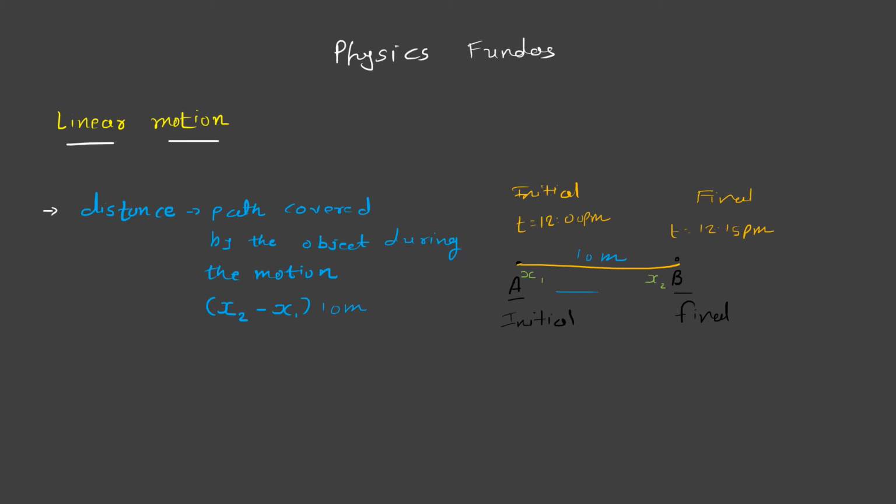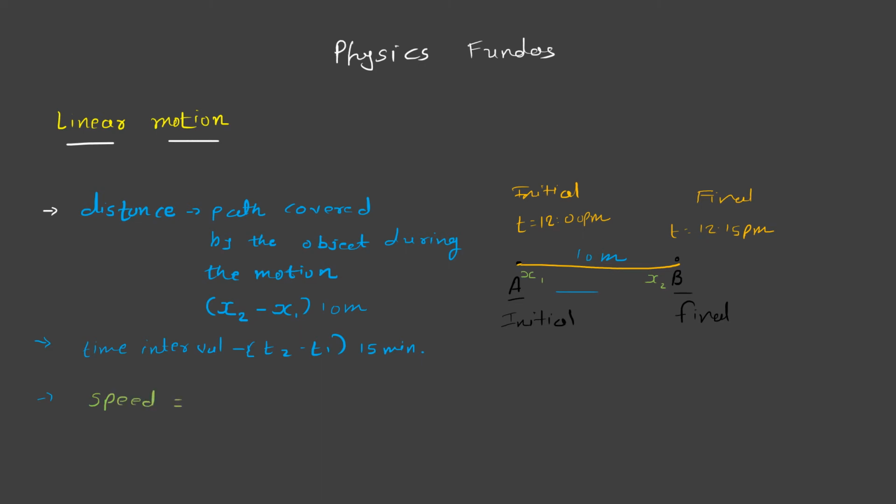Fine. Now, why do we need to define something called time? Here we have considered that the time is 15 minutes, 12 p.m. to 12:15 p.m. So the time interval here is t2 minus t1, and that is nothing but 15 minutes. So one can say that from these concepts, one can simply define something called speed.